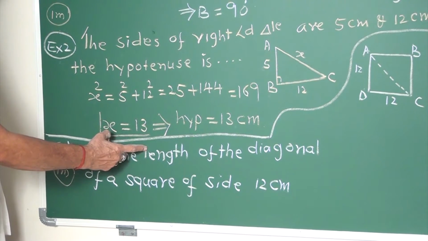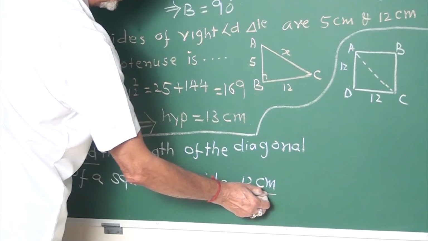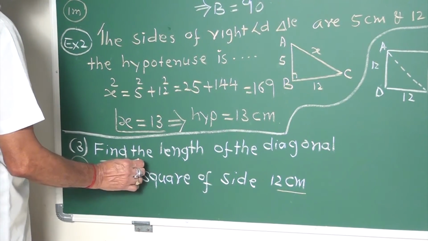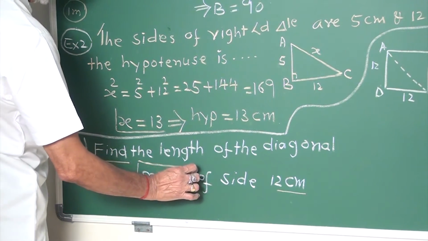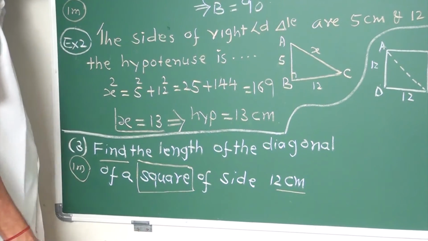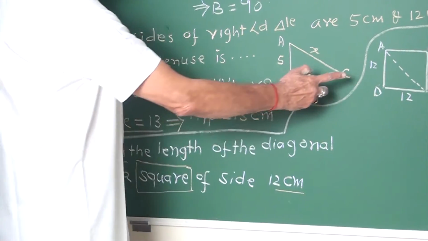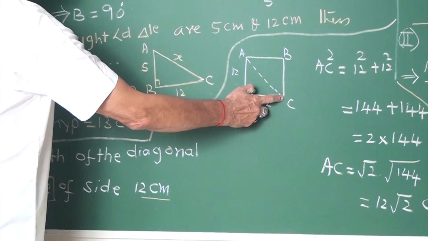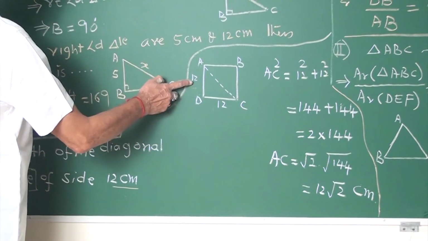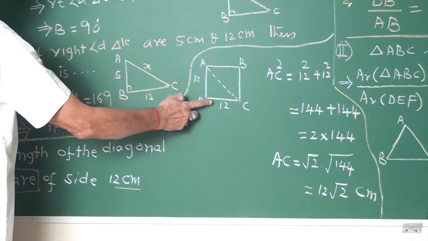Find the length of the diagonal of a square of side 12 centimeter. Yes, through this example, the examiner wanted you to know what you mean by square. Square means what? It is a quadrilateral in which all the four sides are equal, and you know its figure. This is a square. This is the diagonal you wanted. What is the diagonal of this square? Each side is 12. All the four sides are equal, my friend.